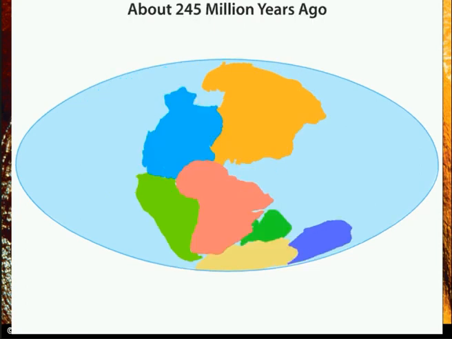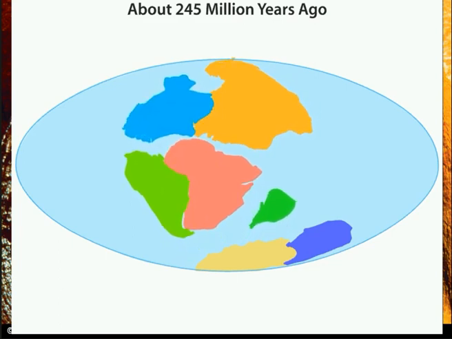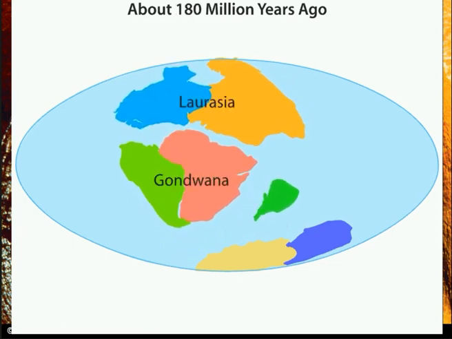Continental drift is a theory that proposes that continents can drift apart from one another and have done so in the past. 245 million years ago, today's continents were part of one giant landmass called Pangaea. A giant sea called Panthalassa surrounded Pangaea. Gradually, Pangaea broke into two pieces, Laurasia and Gondwana.